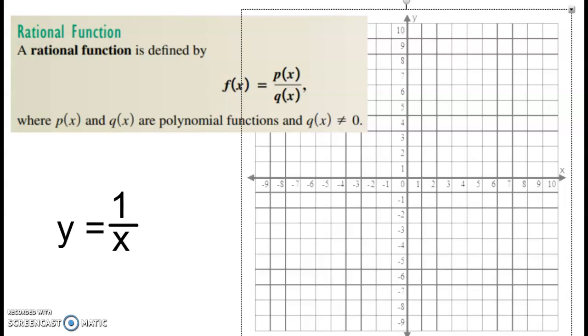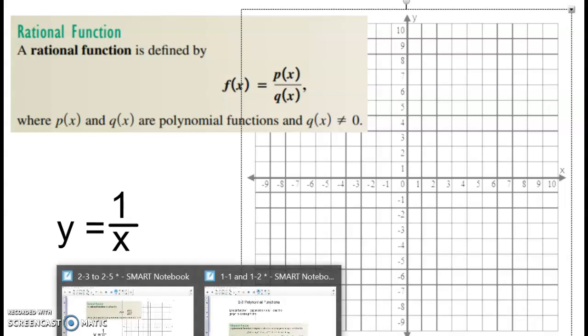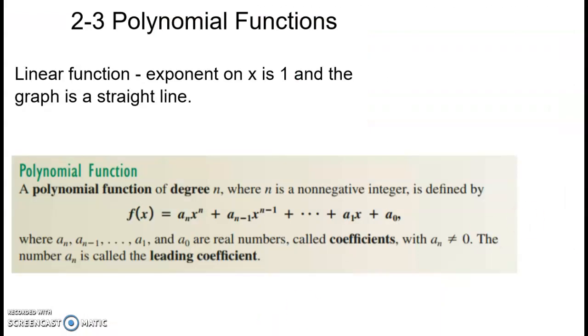Okay, guys, this is chapter 2, section 2.3: polynomial functions and rational functions. Okay, so a polynomial function is not a linear function. We were just, well, it is. There are linear functions that are a subset of the polynomial functions.